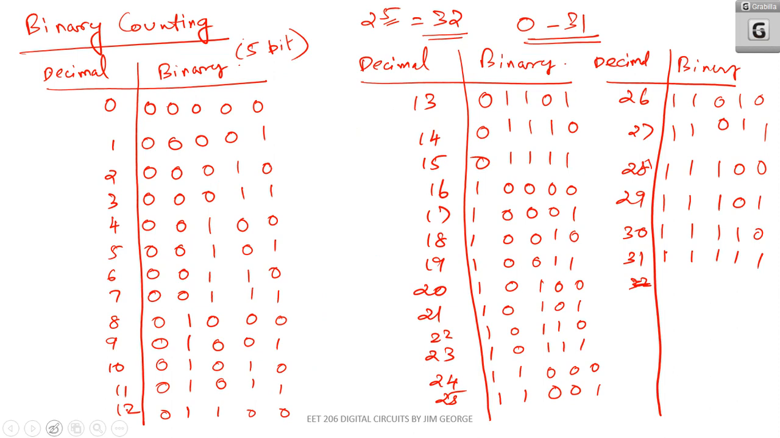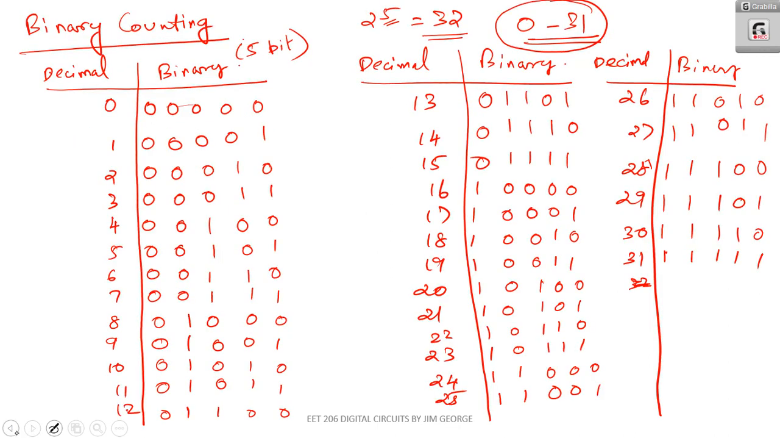Now, to have a brief look at binary counting, I am taking an example of a 5-bit representation. In 5-bit representation, I have 2 power 5, which means 32. That means I can count from 0 to 31. I have shown the 5-bit representation of the numbers ranging from 0 to 31 in decimal and the corresponding binary number. And with that, I am ending lecture number 1.